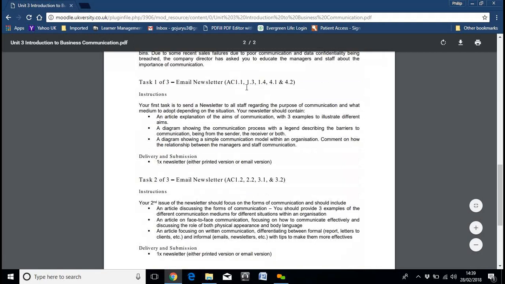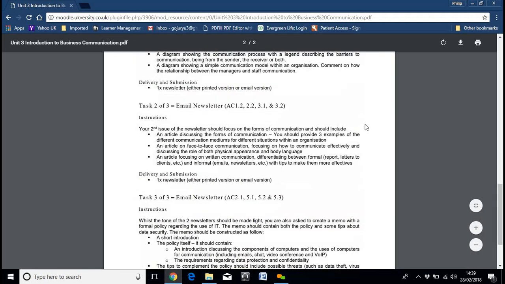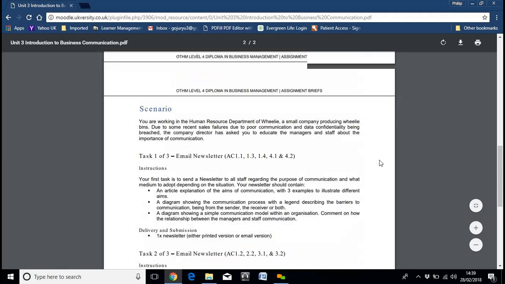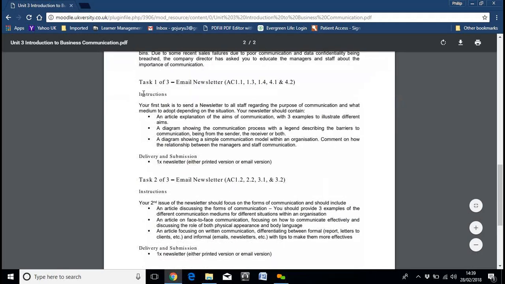This will cover assessment criteria 1.1, 1.3 and 1.4, 4.1 and 4.2. So basically, if you follow the task that's given here, you will have covered the assessment criteria for those parts of the unit. Again, the other tasks will then lead themselves into other parts, 1.2, 2.2, 3.1, 3.2, where it asks you to do something else. What I would suggest is that we start off with just task 1.